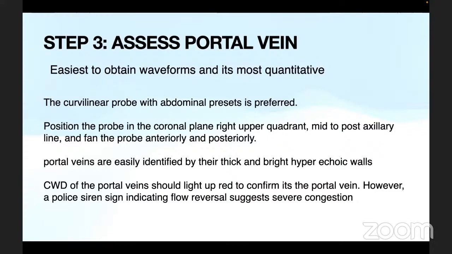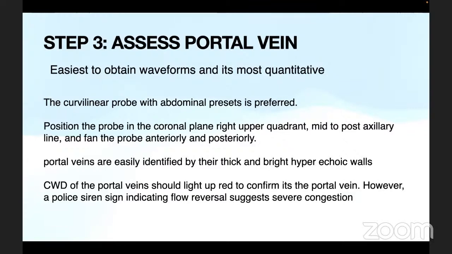Position the patient in coronal plane. Position the probe in the coronal plane of the patient in the right upper quadrant, mid to post axillary line, and fan the probe anteriorly and posteriorly. Portal veins are easily identified by their thick and bright hyperechoic walls.